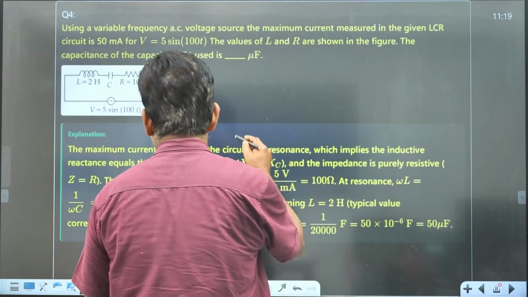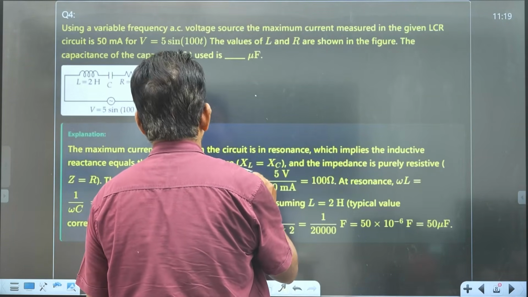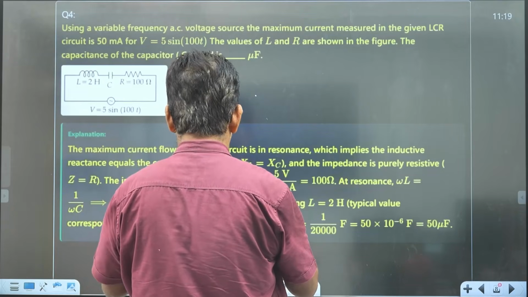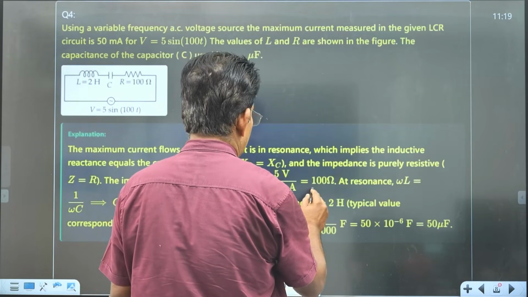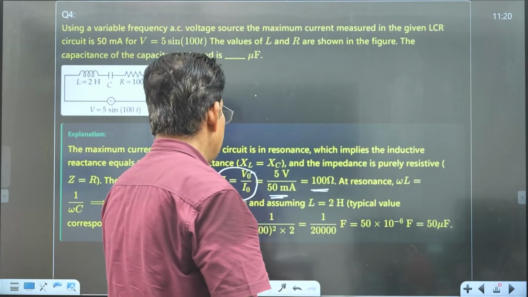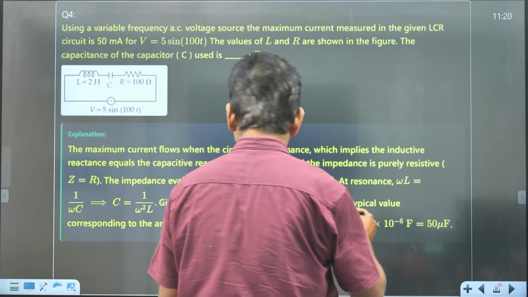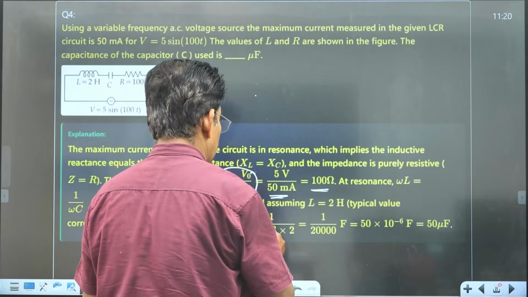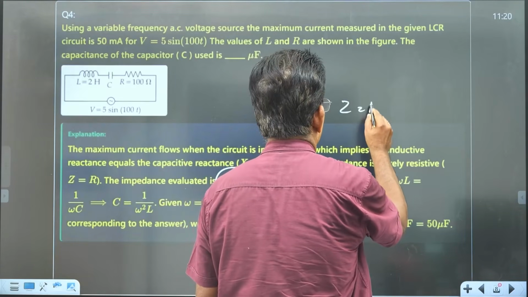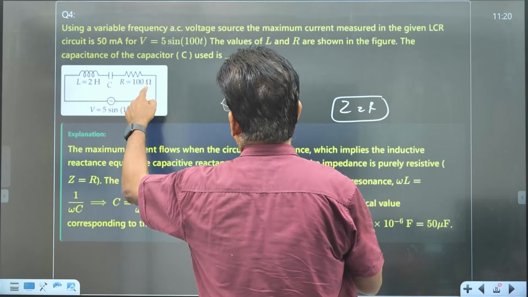Tell me, how do you calculate impedance? Impedance is maximum voltage, that is 5, divided by current 50 milliampere, which comes to be 100 ohms. So impedance is 100 ohms. And resistance is also how many? 100 ohms. So here we get impedance equal to resistance.